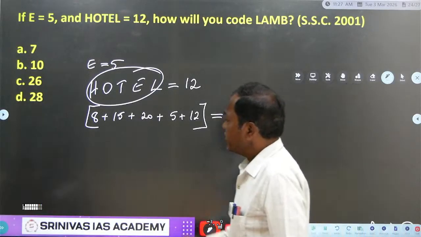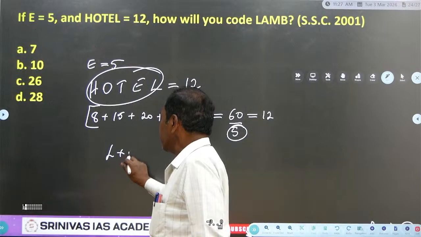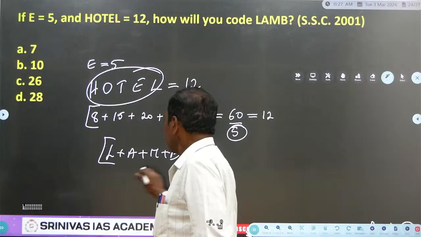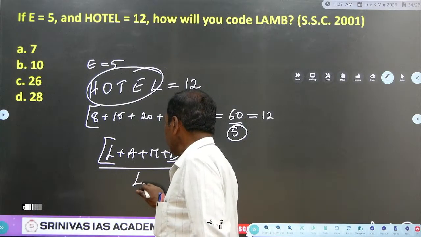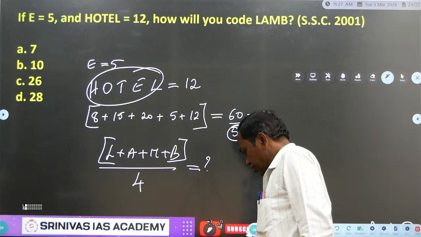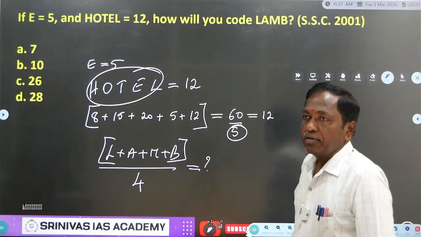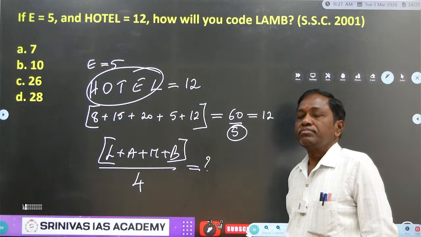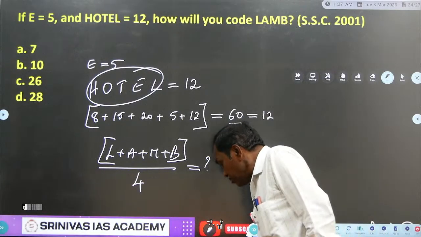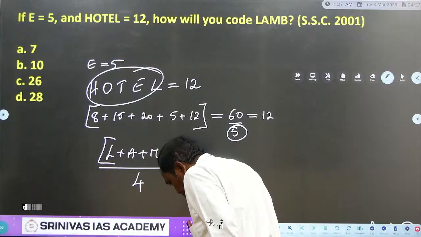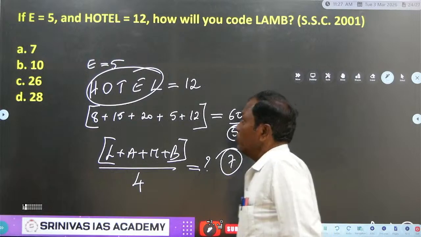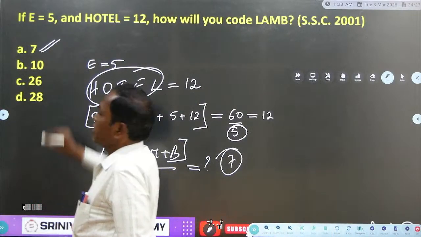Now, you have to find the code for lamb. L plus A plus M plus B, divided by 4, the number of letters. What is our answer? Seven, right. Option A. Right.